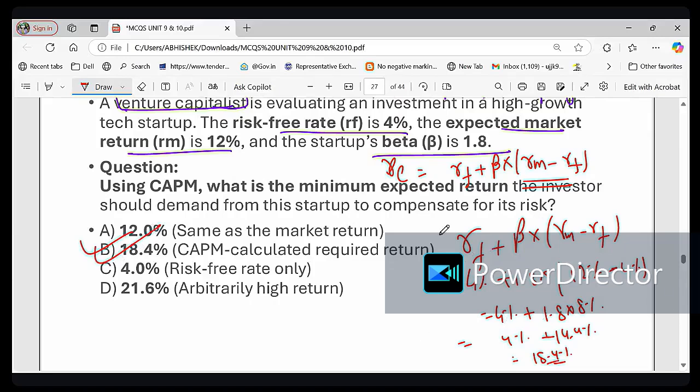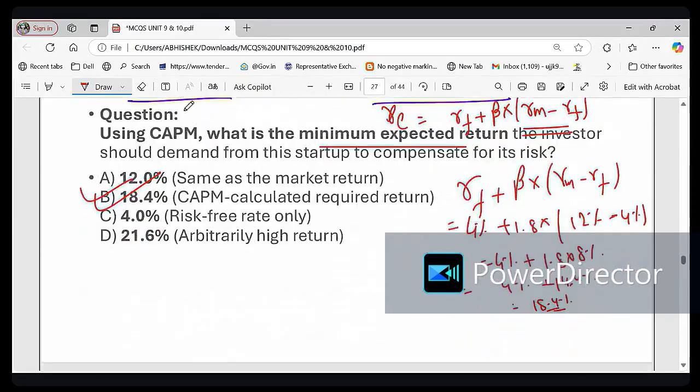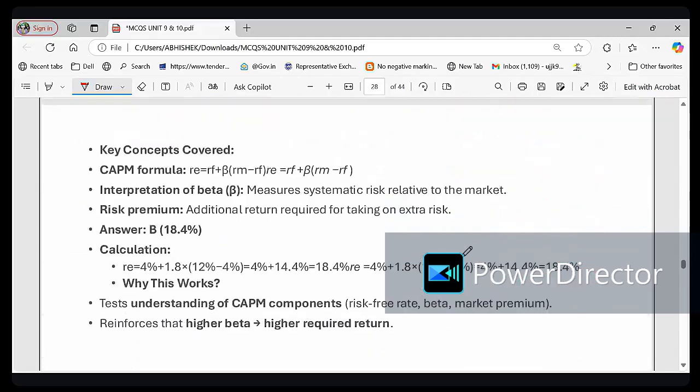So this formula you have to remember to calculate the required rate of return, right? This is the minimum return that investors should demand, based on the risk they are taking. 18.4% return they should demand. So what is the implication of CAPM? It shows you the minimum return that an investor should expect based on the risk they are taking. And if beta increases, the higher the beta, the higher the required return. RE will increase, right? So that is the point. Just use this formula and you can answer the question.